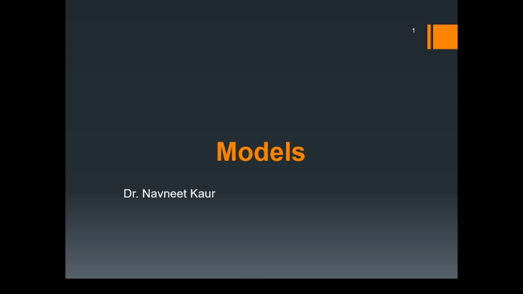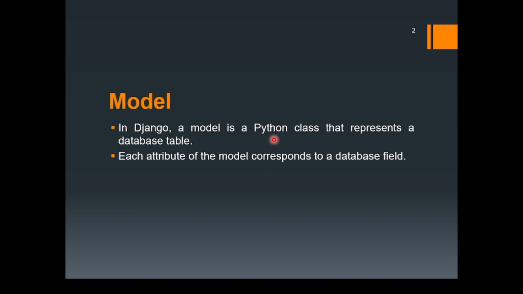Welcome to this lecture. Here we are going to talk about models in Django. Now, what is a model? In Django, a model is a Python class that represents a database table, and each attribute of the model corresponds to a database field. Practically, now we can see how we can create a model. This model will further help us in creating our database table.